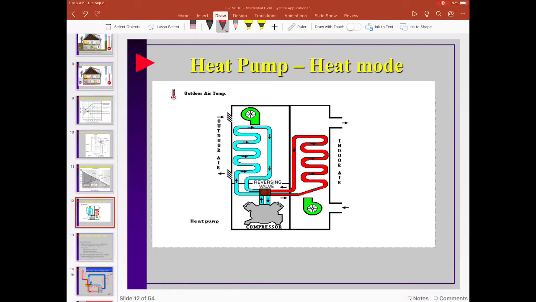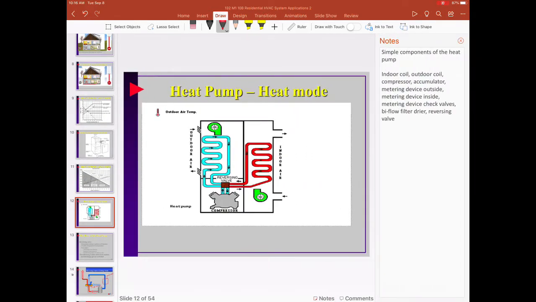In this particular slide, for example, we were talking about the heat pump in heat mode, and specifically some of the main parts and pieces. So one of them that we had was the components that were on the heat pumps. We always expect to see, and you have to have, the two coils, one of them being the indoor coil, one of them being the outdoor coil. You've got to have a compressor. You almost always have an accumulator.